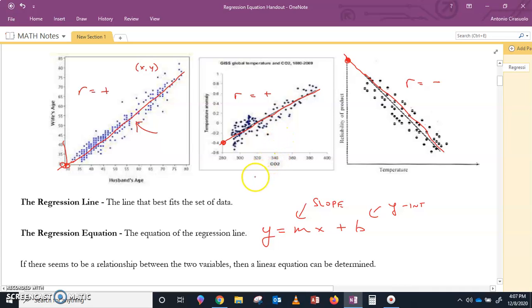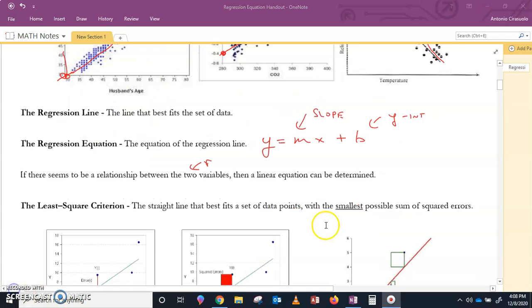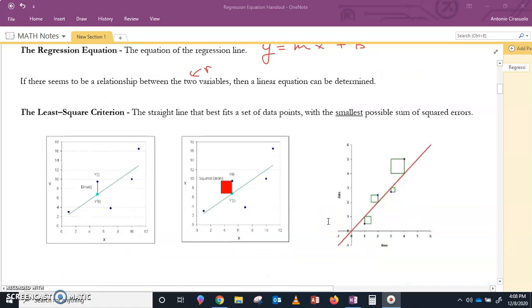Now, if there seems to be a relationship between the two variables, then a linear equation can be determined. And now, how do we know if there's a relationship between the two variables? This depends on our R value and how strong that R value is. The closer it is to 1 or minus 1, we know that the stronger the relationship is between our x and y values. Now, with that said, how do we determine the best line of fit?